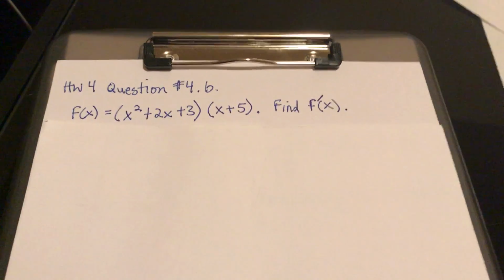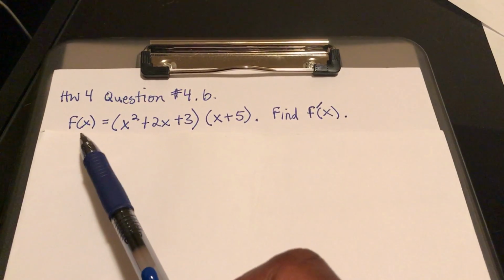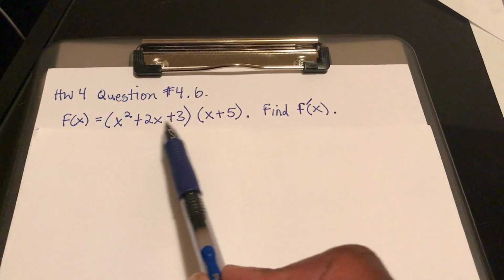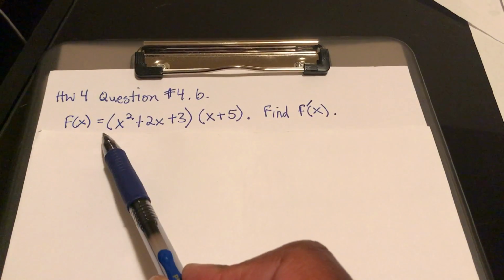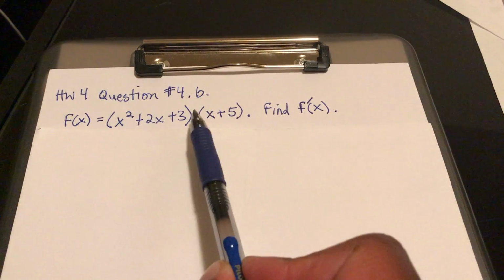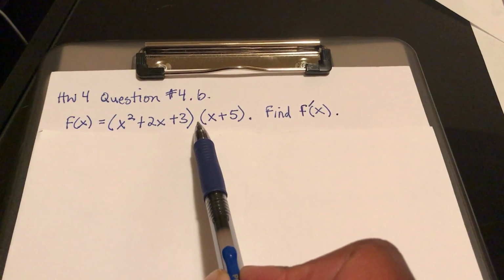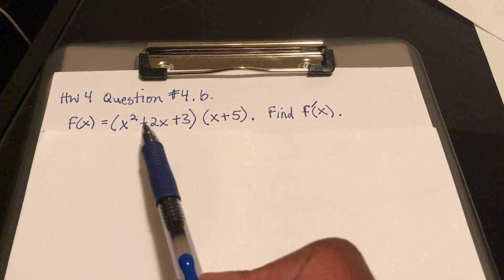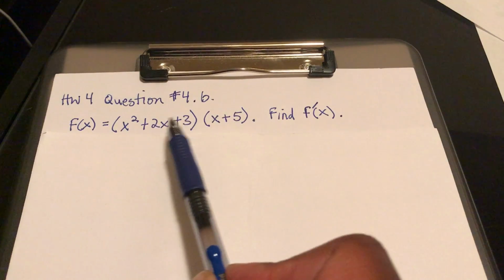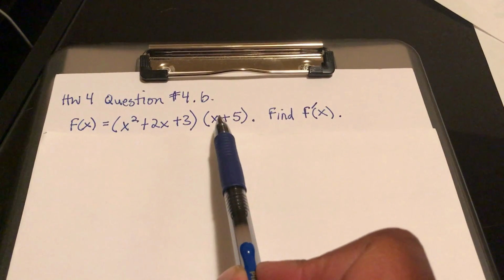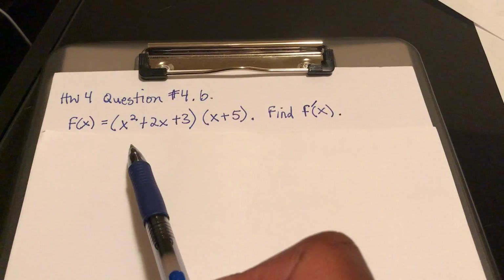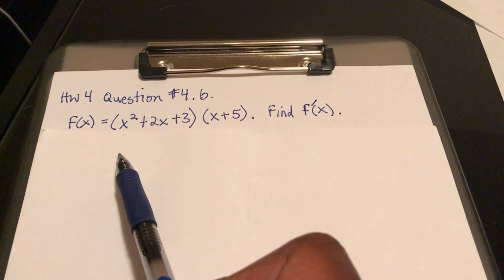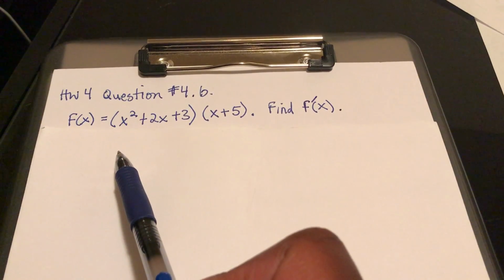Okay, so looking at this function here, it is the product of two polynomials. Here's one polynomial and here's a second polynomial, and they're being multiplied together. So there's two different ways you can do this. The first way is you can multiply these two polynomials to get one long polynomial and then use power rule throughout that one long polynomial to find the derivative.